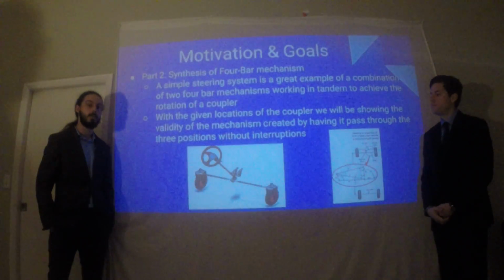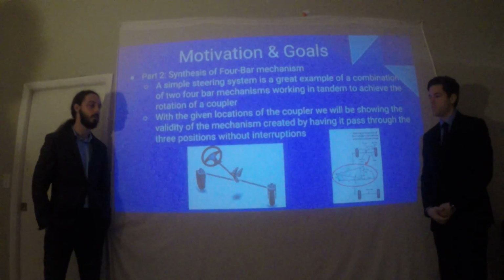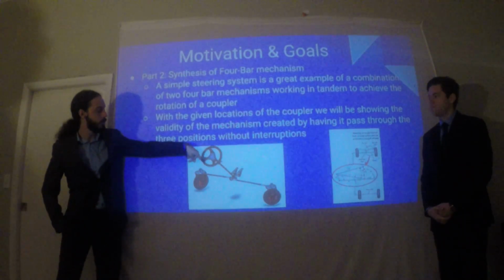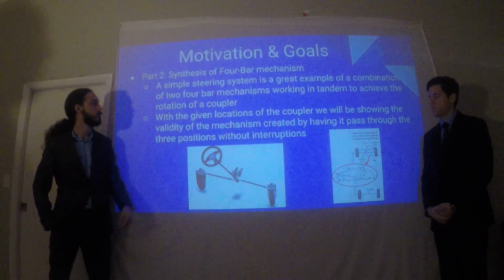In the design of an RC car, I noticed that a great example of a double 4-bar mechanism was the steering system. As you can see, you have the rotational input of the steering wheel, and that gives you the rotational input of the coupler link.